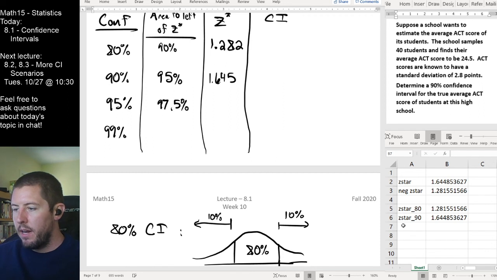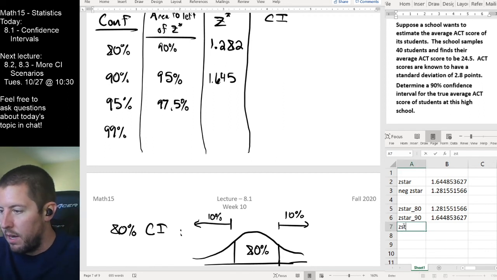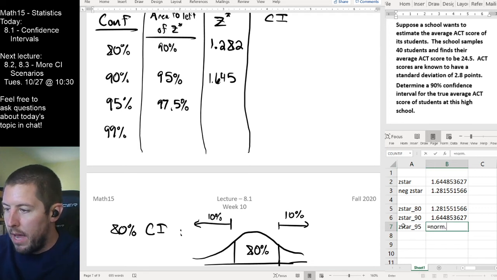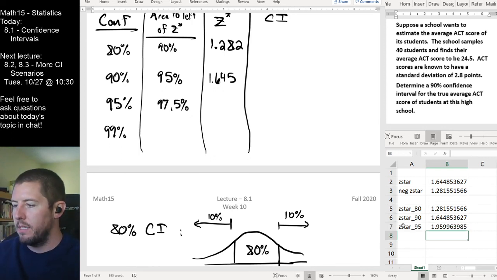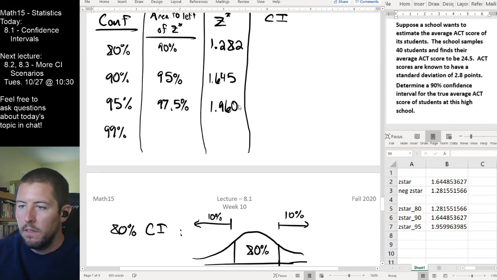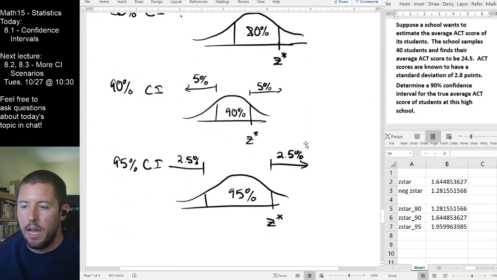And I can come on over here then and do my z-star 95. And that should be norm.inv. I've got 0.975, 97.5% is the area to the left. 0, 1, because I'm in Z land. And I'm getting 1.96. And finally, let's set up our z-star for our 99% confidence interval.